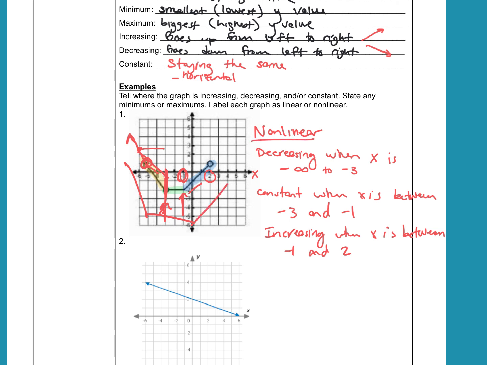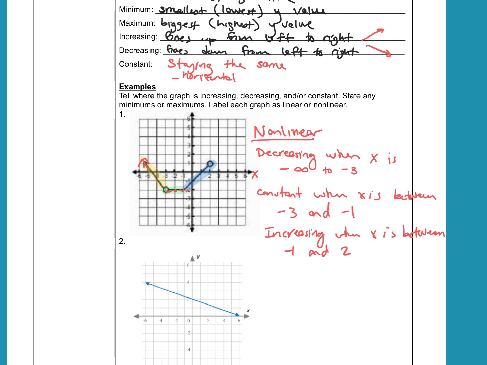We already said that it's going to be nonlinear, and there's not one specific min or max on this one. If we kind of clear out some of this stuff, this arrow means it keeps on going, so it's going to constantly get higher, so there's not really one high point. And then for the minimum, all these points down here are kind of all the same, so there's not one single minimum on this graph.